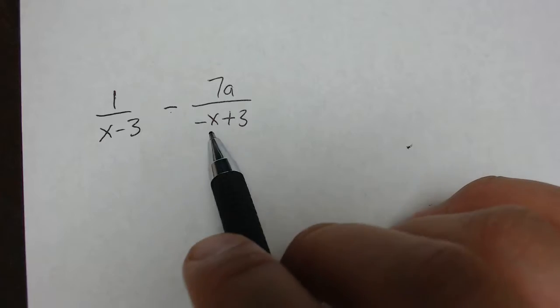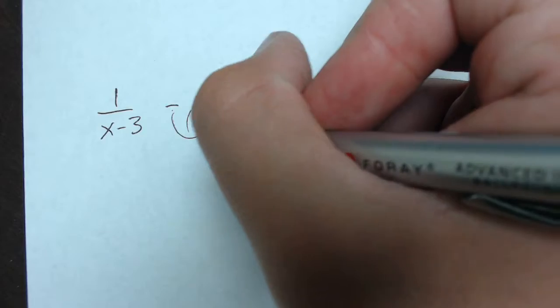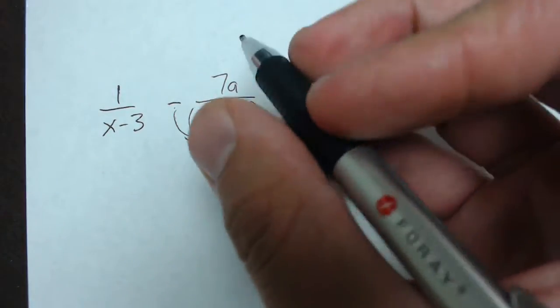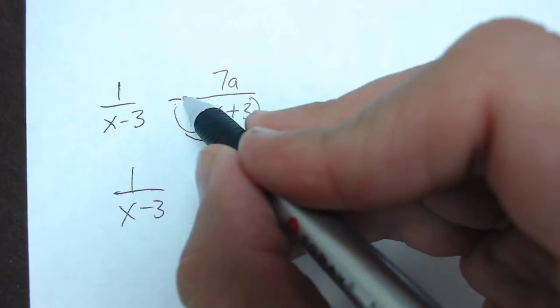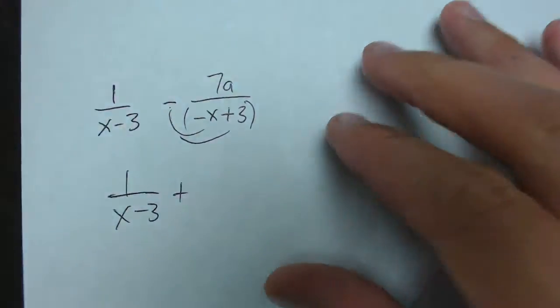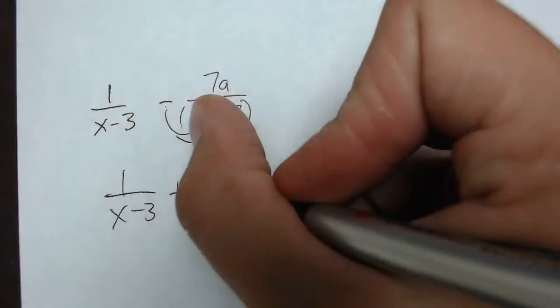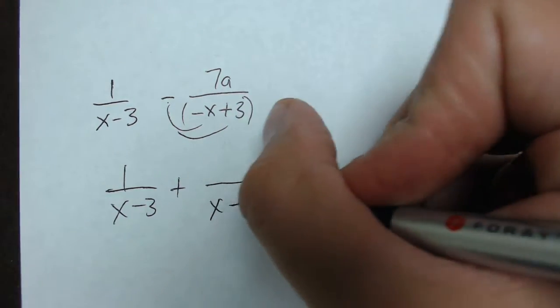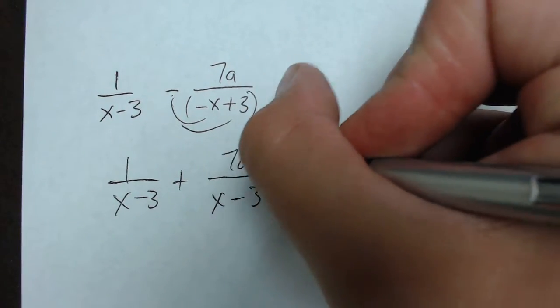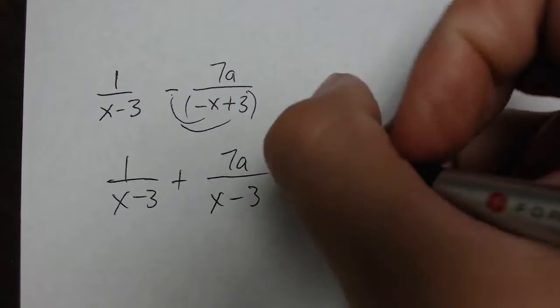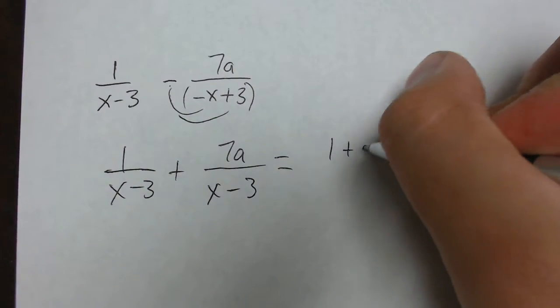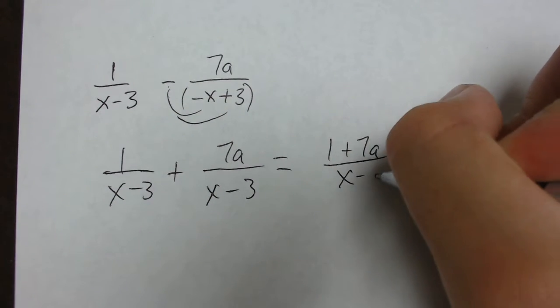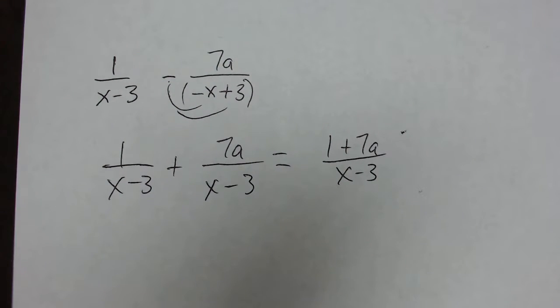However, if we apply this negative to the denominator, we then have to incorporate the distributive property. So this negative will go to the negative x and go to the positive 3. So what that becomes is 1 over x minus 3, and that negative sign now turns into a positive because we're adding a negative number instead of subtracting. And then the denominator, negative times negative x gives me positive x, negative times positive 3 gives me minus 3. So I now have the same denominator, and I can write my answer as just 1 plus 7a over x minus 3. That was easier than I thought it was going to be.